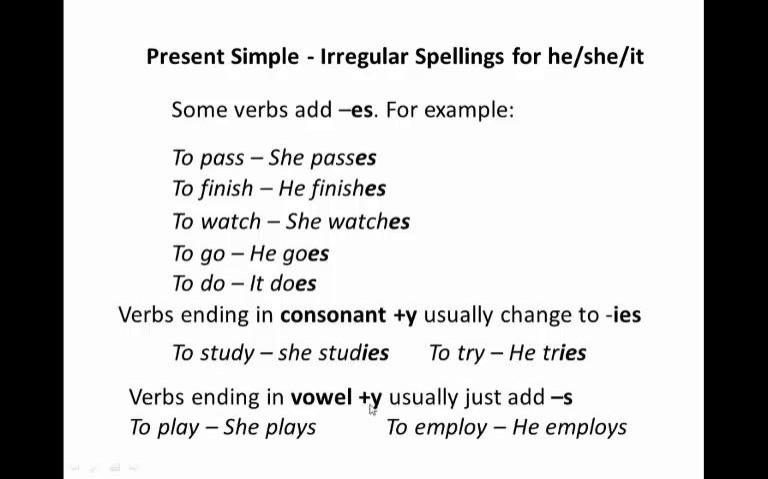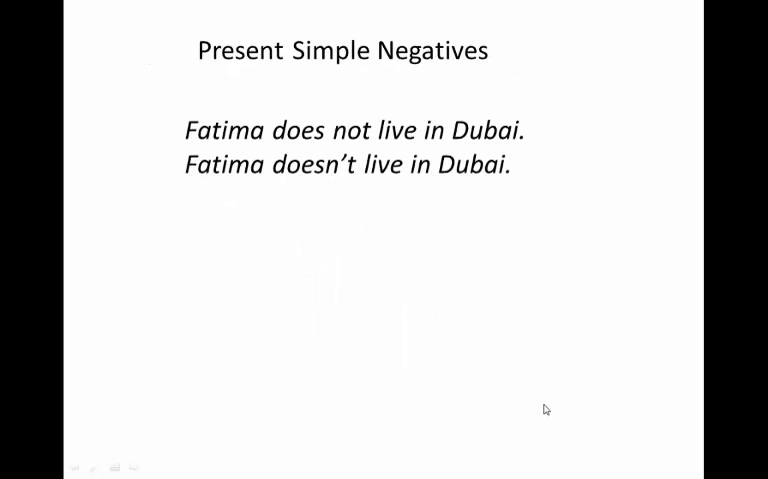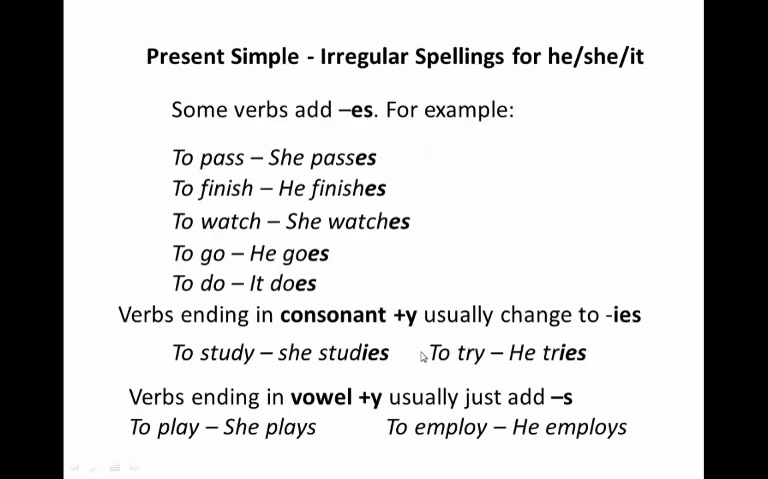If the verb ends in Y, but it ends in a vowel plus Y, usually we just add S as usual. To play, she plays. To employ, he employs. So, some irregular spellings after s, sh and ch sounds, some irregular spellings after o, and the y, consonant plus y, ies, vowel plus y, just normal.